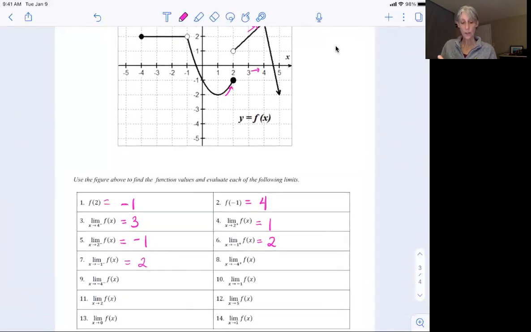The limit as x approaches -4 from the right. -4, go a little bit bigger. My y values are 2. The limit as x approaches -4 from the left. If I go to the left side of -4, I don't have a graph.